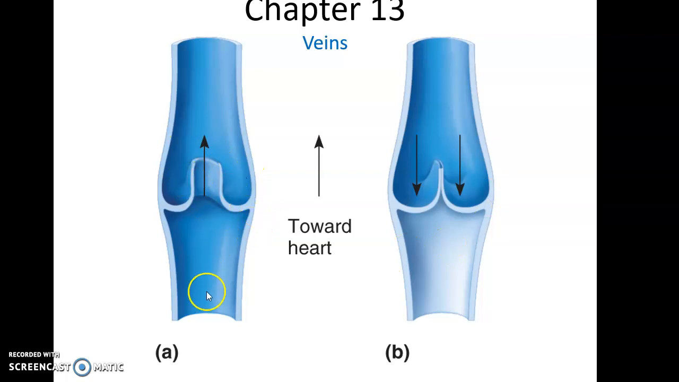Again, here is a valve within a vein. As blood is flowing toward the heart, it passes through the valves and continues in the correct direction. However, if the blood tries to back up, then it'll fill the pockets, closing the valves, preventing backflow. Very similar to the semilunar valves in the heart.